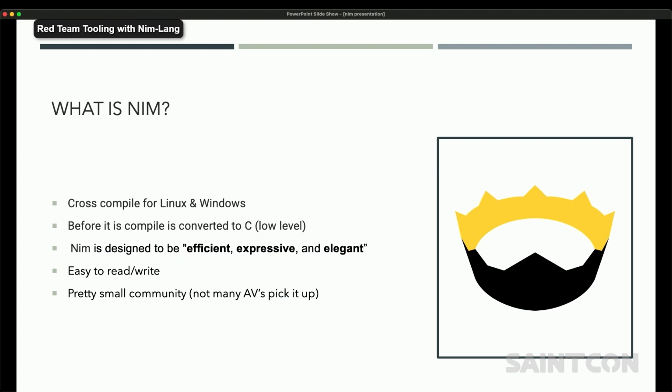So I want to talk a little bit about Nim and what it is. One of the things that drew me to Nim was that you can write your code and compile it for Linux or Windows. And that same code, when you compile it, will run on both systems. So you don't have to worry about changing things up. You compile it and it works, which is super helpful when building red team tools, because you can write your scripts out and then compile them, and depending on what machine you come across, you can run it.